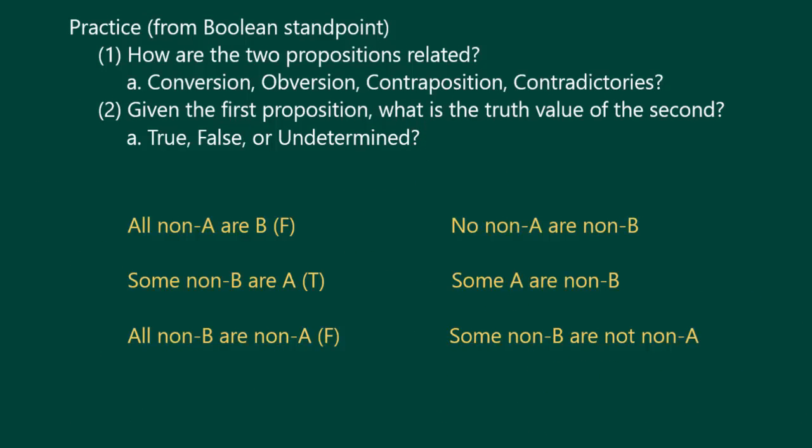So now we're going to practice applying these concepts. And what we're looking at is the propositions that are across from one another. And first we want to determine whether they're related, such as being conversions, obversions, contrapositions, or contradictories of one another. We also want to know, given the initial truth value of the statements on the left, whether the statements on the right are true, false, or undetermined. So go ahead and look at the first two statements and ask yourself how they're related.